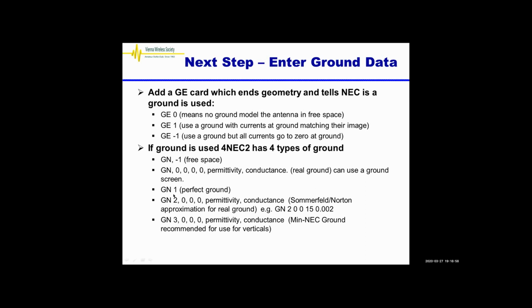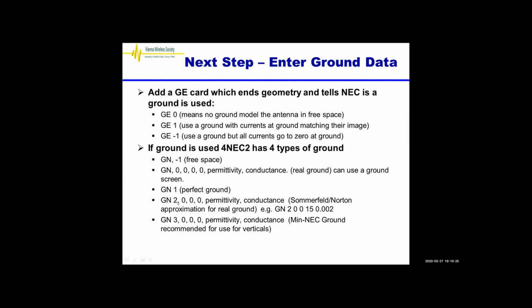If you use GN 1, it tells the program it's a perfect ground, so you're sitting over top of a large metal mesh. This might be useful for a VHF antenna sitting on top of your car roof. You might want to use a GN 1. GN 2 uses the Sommerfeld-Norton approximation for a real ground. This is probably the most commonly used one.